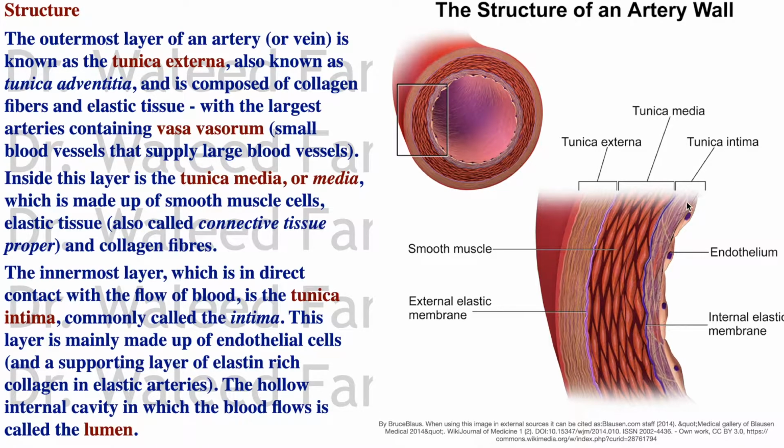The innermost layer is a layer of flat cells resting on a basement membrane, and it's in direct contact with the flow of blood. It is called the tunica intima, or simply the intima. It's made up of endothelial cells and the supporting layer of elastin-rich collagen in elastic fibers. The hollow internal cavity of the artery in which the blood flows is called the lumen. So: tunica externa, tunica media, and tunica intima. Don't forget that.